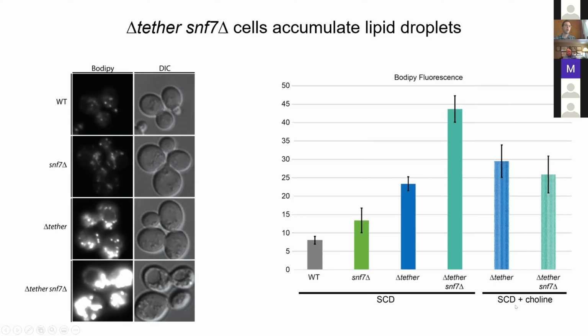And if I supplement choline to their media, it reduces the lipid droplet fluorescence, or BODIPY fluorescence, to that of about delta tether cells, pretty much completely rescuing the synthetic effect.